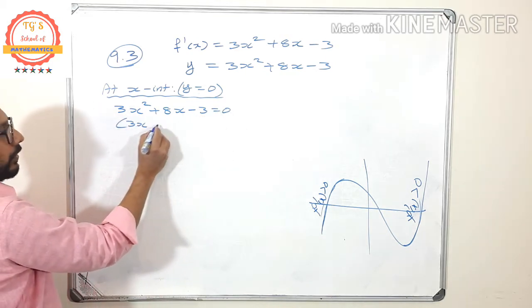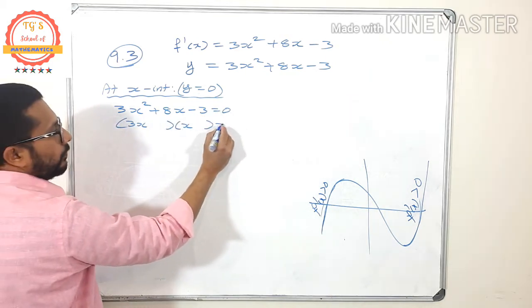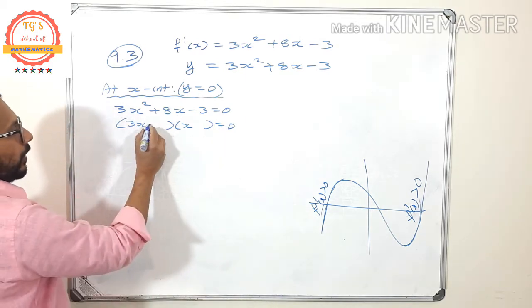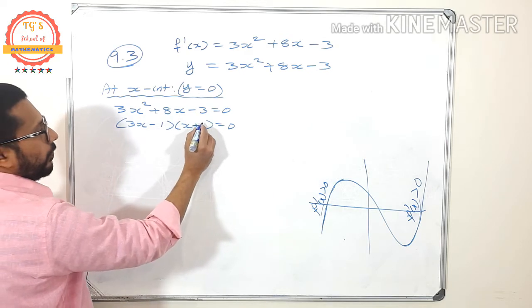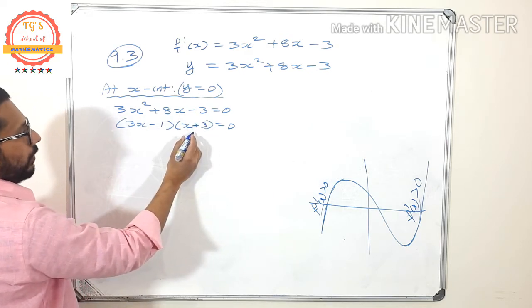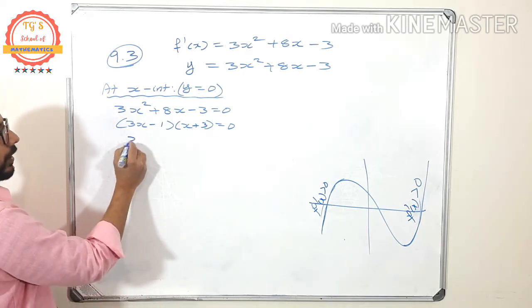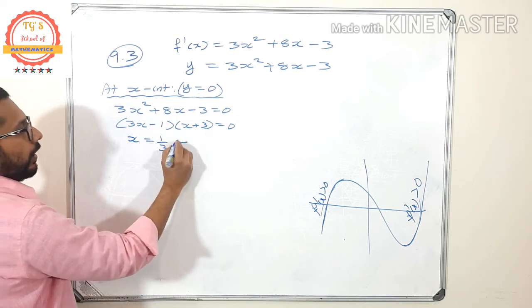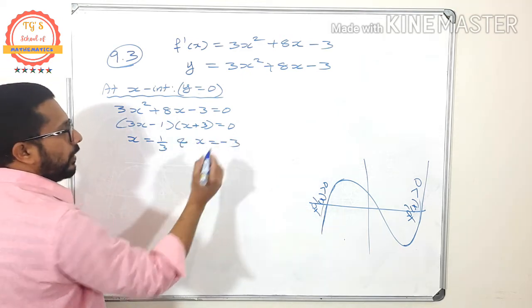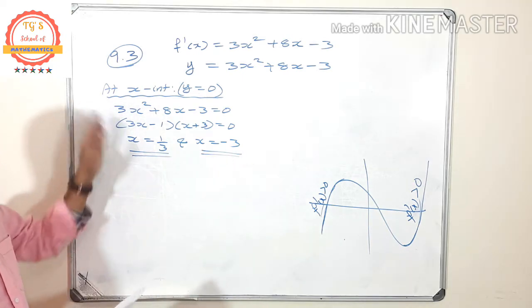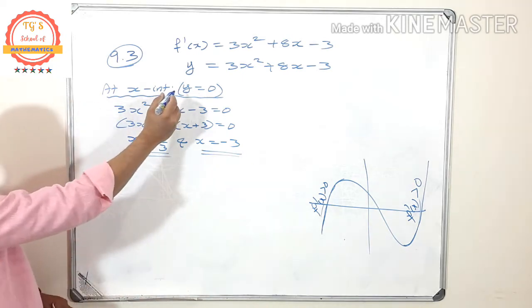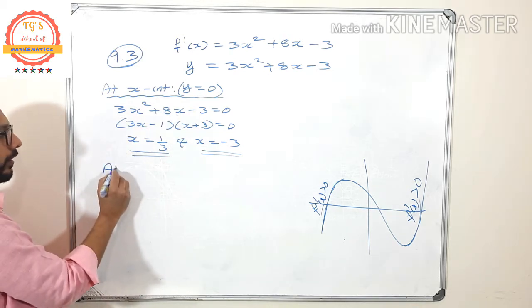So we already factorized that one. What are the factors? Minus 1, plus 3. So x is equal to 1 over 3 and x is equal to minus 3. We already did this one before. Then this is the x-intercept, and now you can find the y-intercept.